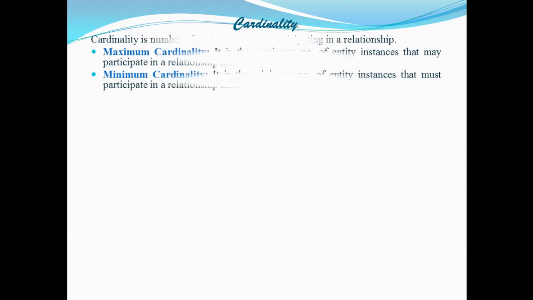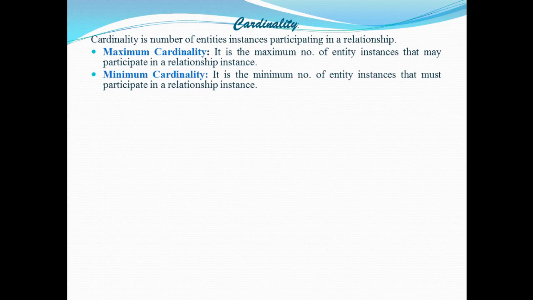Cardinality. Cardinality is the number of entity instances participating in a relationship. Maximum cardinality is the maximum number of entity instances that may participate in a relationship instance. But the minimum number of entity instances that must participate in a relationship instance is the minimum cardinality.